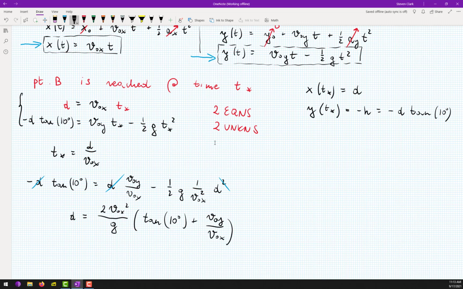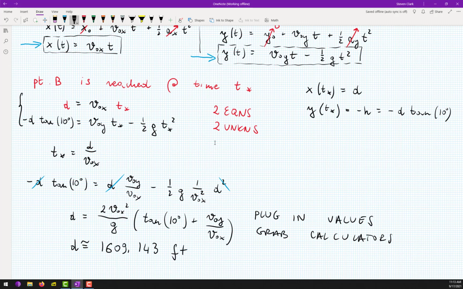Okay, plug in values. Grab your calculators. I did it yesterday at home, and just to save your time, you should end up with d approximately 1609.143 feet. This is our answer.